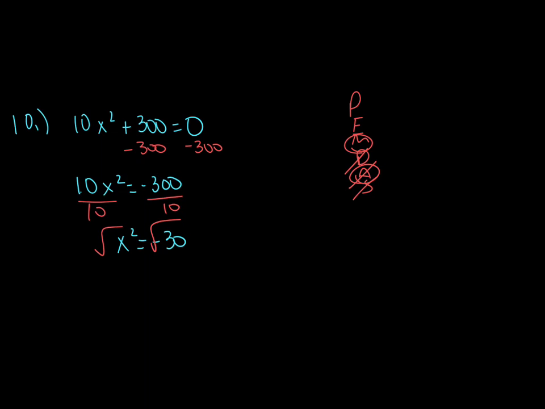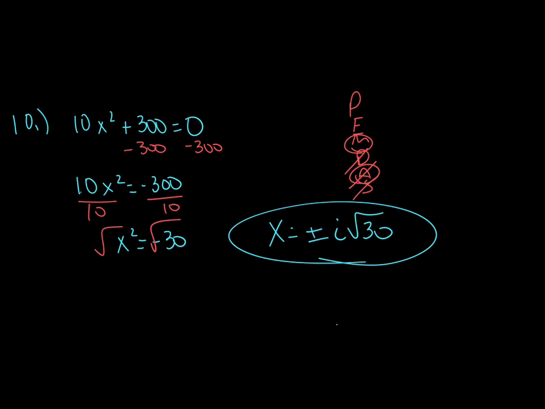Well, now I'm going to square root both sides. So I'm going to get x equals plus or minus. The negative inside the radical turns into i. 30 is not perfect, and there are no perfect factors for 30. So that's it. You're done. That's it for 10.